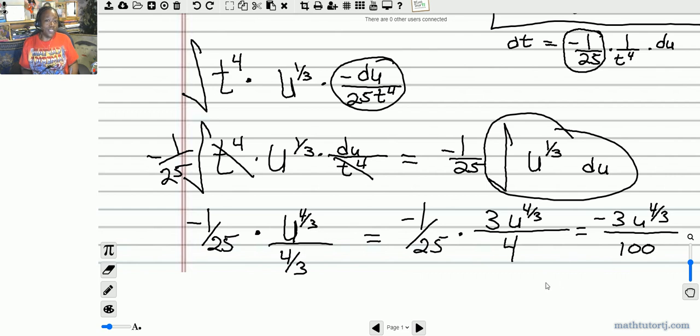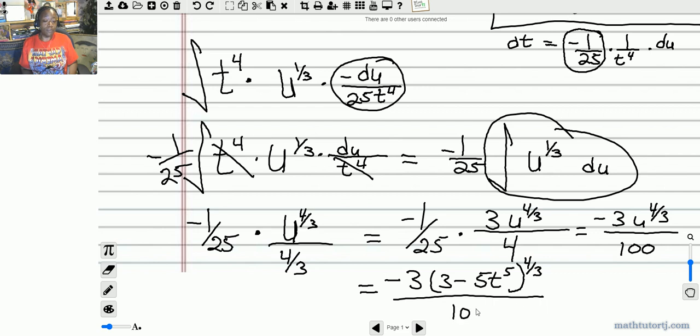Now I can replace u, or put the original function back in for u. Equals negative 3 times 3 minus 5t to the fifth. Remember, that's what u was. All of this is to the 4/3 power over 100.